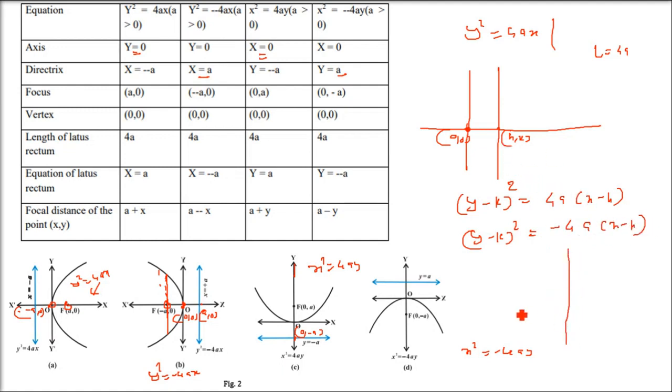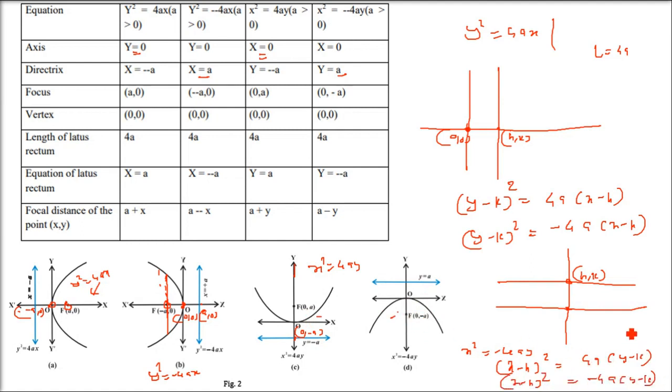Now for the other two scenarios, when we have changed the axis and the vertex is not (0, 0) but is at (h, k), we have shifted the vertex. So this will be x square equals 4ay or minus 4ay. So (x minus h) whole square equals 4a(y minus k), and (x minus h) whole square equals minus 4a(y minus k). So these are the different scenarios the parabola gives us.